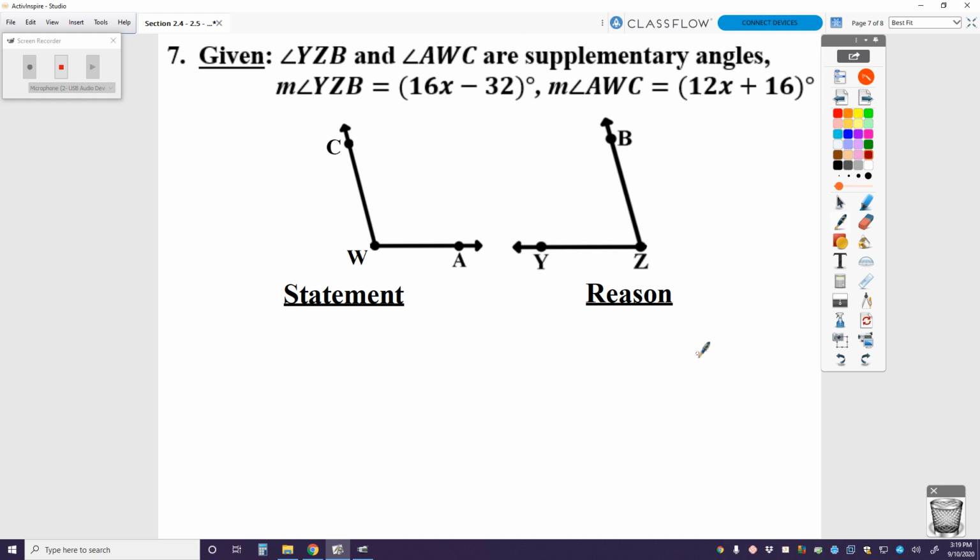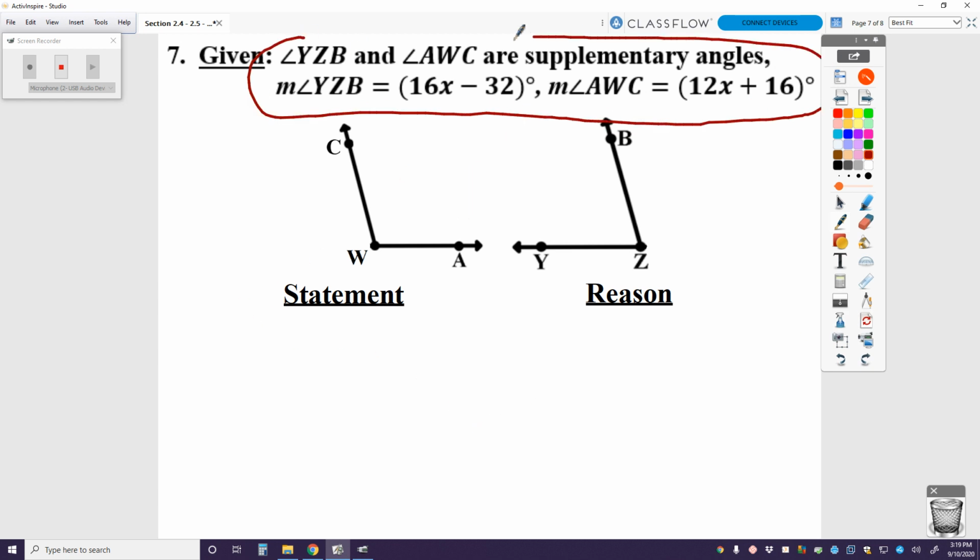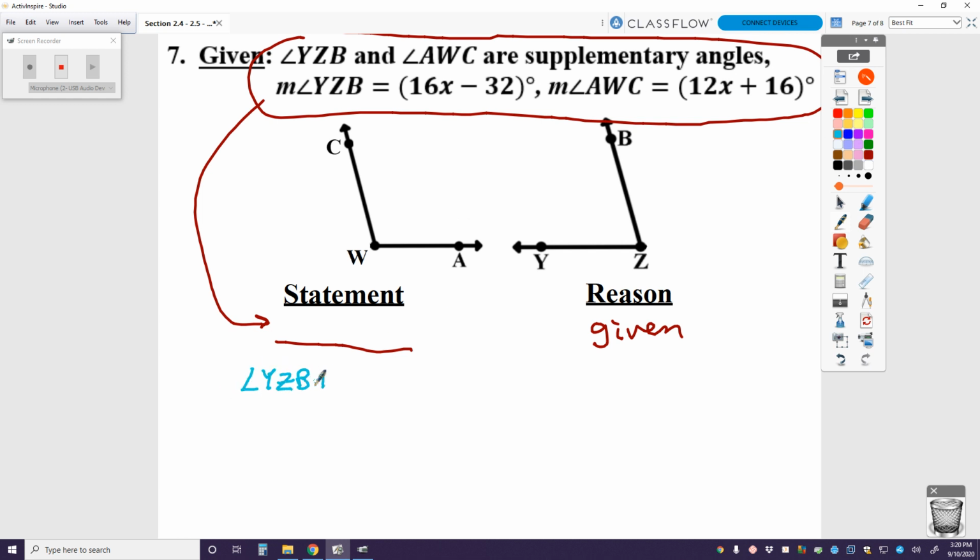Number 7. We've got some supplementary angles here, so we're going to be doing some defining, and we've been given values for these angles. And I've got these kind of crisscrossed here. So let's start off. Hopefully you all are getting to the point where you're like, okay, I'm starting to see a pattern here. First we've got our given. What's true geometrically in this problem? Well, we have supplementary angles, so what does it mean that they're supplementary? Well, it means that angle YZB plus angle AWC add up to equal 180 degrees. And we're defining a vocabulary word here, supplementary.